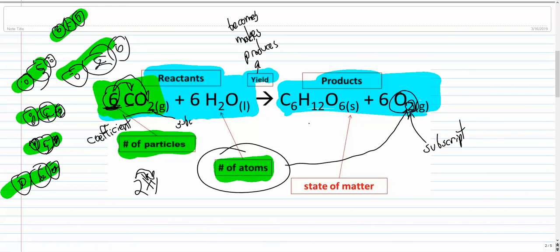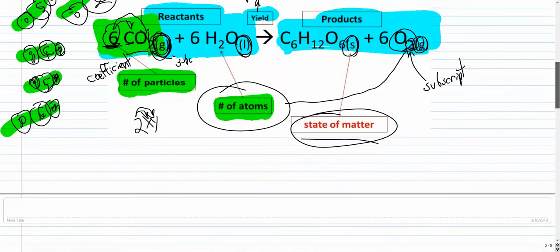Okay, what else can we show in a chemical equation? Well, we can tell you what state of matter we're talking about. So right here, this CO2 is in gaseous form. This water is liquid. This C6H12O6, this sugar, is a solid, and oxygen here is a gas. So you can tell the state of matter from a chemical equation.